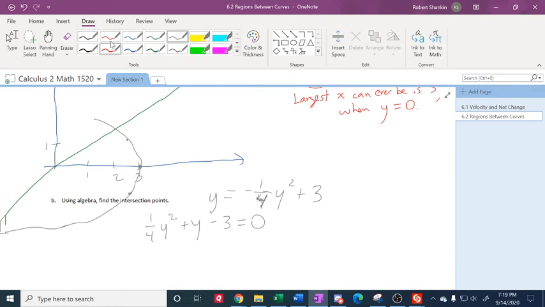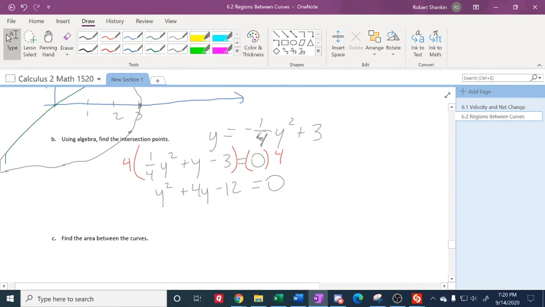Now, I don't like to have a fraction, so I can easily get rid of that. Multiply both sides by 4. And then I'm going to get y squared plus 4y minus 12 equals 0. All right, and then this equation, we're going to factor it.